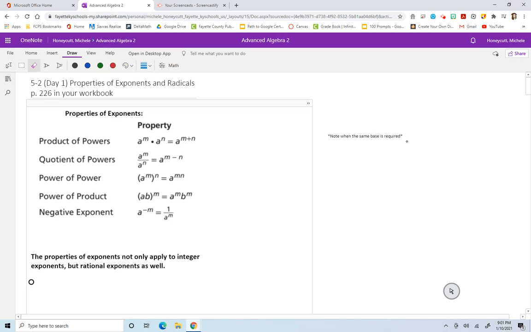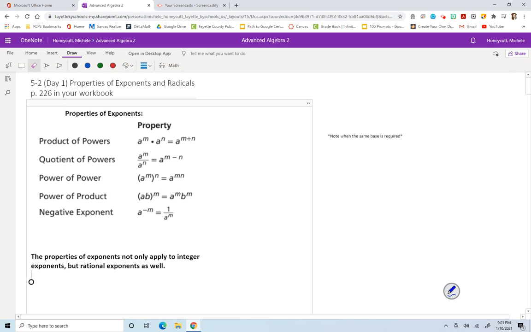Today we're going to be on page 226 in your workbooks. We're looking at the properties of exponents and radicals. What we're going to do is take the properties of exponents that you worked on in Algebra 1, and then we'll expand those into fractional exponents, or rational exponents, and radicals. So the properties listed are the ones that you may have seen in a previous course.